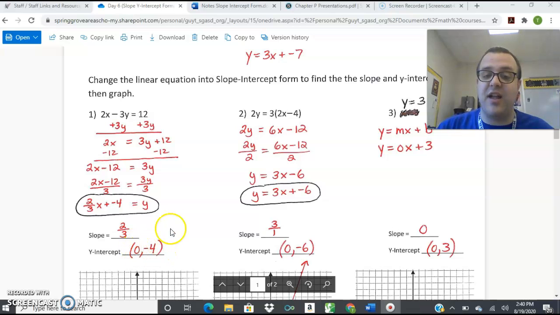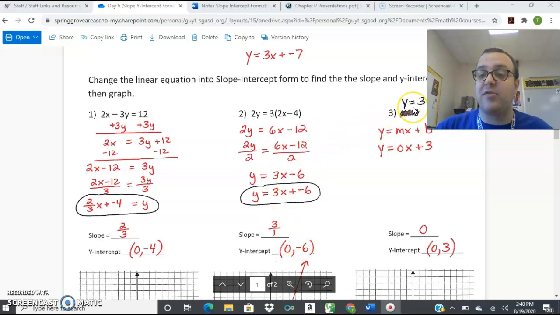Up here for this one, I went ahead and distributed this 3 through, and then I divided everything by 2, and I got y = 3x - 6. The slope is going to be 3. That's the number with x. That's in the m spot. And the y-intercept is (0, -6).